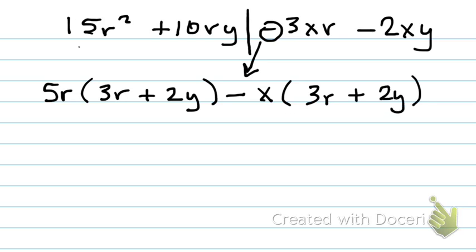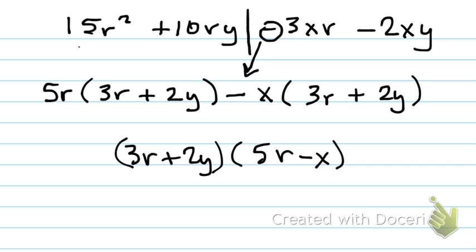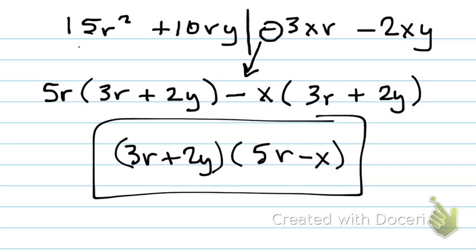What do you notice about the parentheses? They have to match. So we get 3R plus 2Y times what? Or the other way around. If you write it the other way around, it makes no difference. Okay. All right.